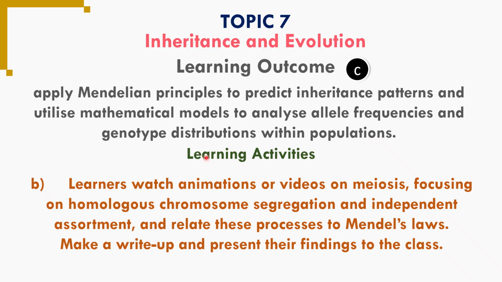The learning activity for today: learners watch an animation or video on meiosis, focusing on homologous chromosome segregation and independent assortment, and relate this process to Mendel's law. Then they make a write-up and present their findings to the class.